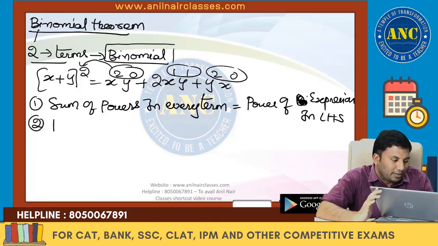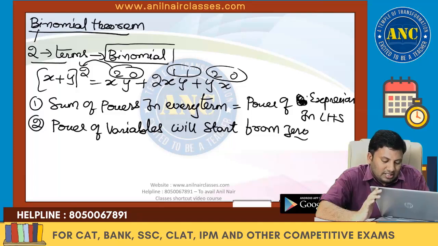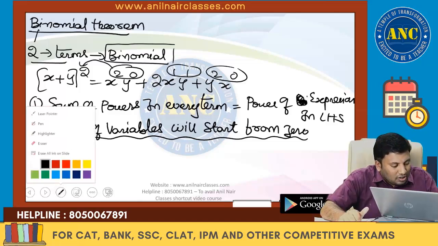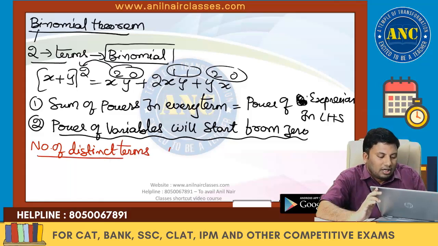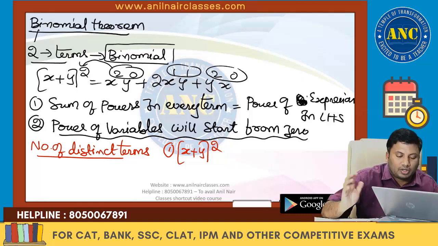Now second point, the power of the variables will start from 0. Second point is extremely important. Power of the variables will start from 0. Suppose, for example, I want the number of distinct terms for x plus y power 2. X plus y whole square is nothing but x square, 2xy, y square.